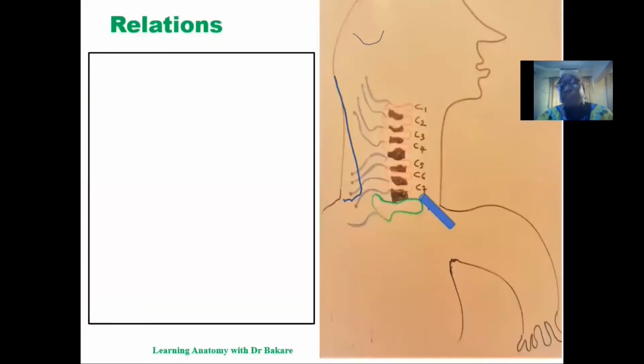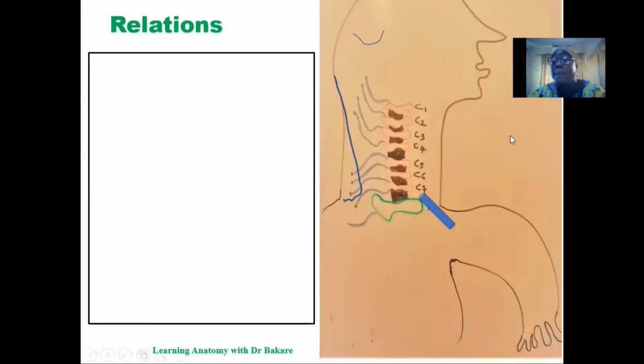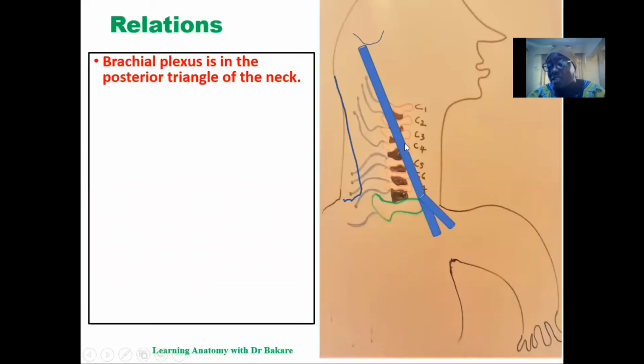So let's go further to see the relations. What are the relations of the brachial plexus? The brachial plexus is located within the posterior triangle. The posterior triangle is bounded anteriorly by the sternocleidomastoid muscle. This is the sternocleidomastoid muscle. Sternocleidomastoid has 3 points of contact. The upper part is the mastoid process of the temporal bone, and this is the mastoid process of the temporal bone above. This is one insertion point of the sternocleidomastoid muscle.